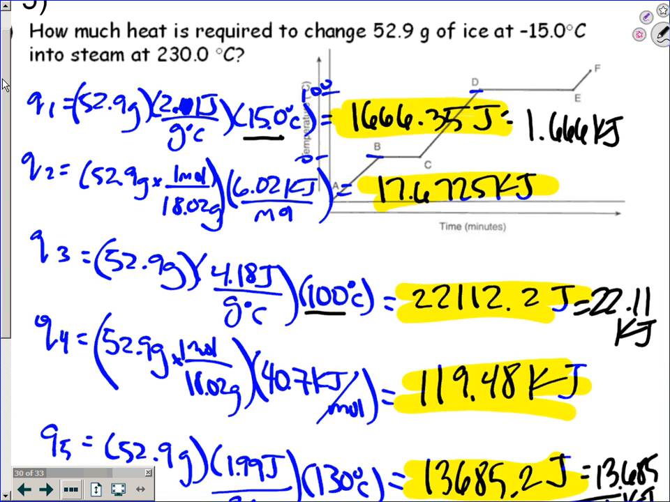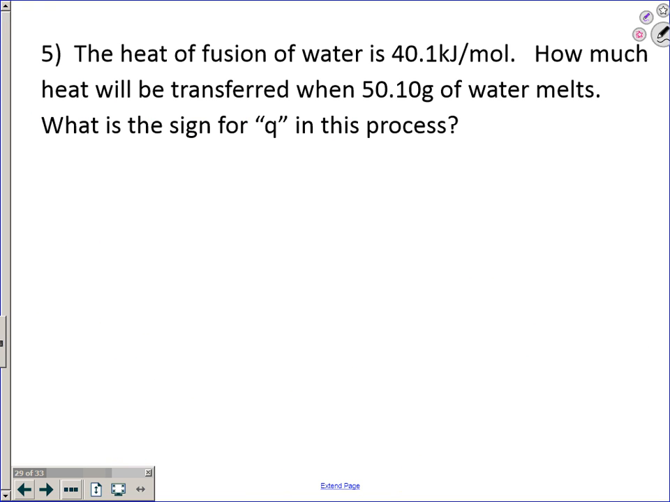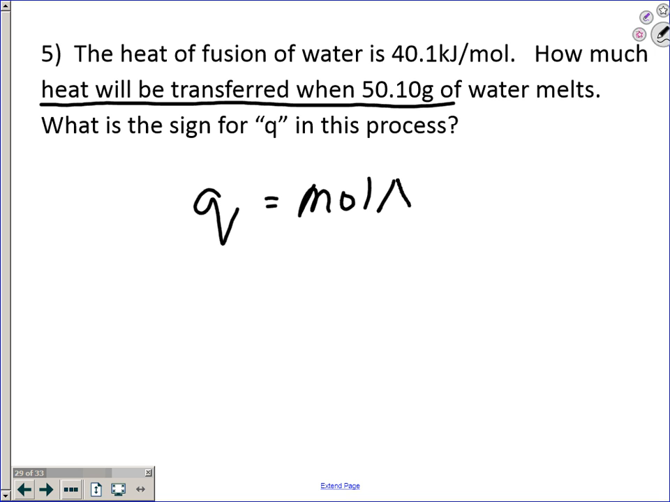Sometimes it'll ask just for the heat required for a phase change. I think it's number 4, this one. How much heat will be transferred when 50.1 grams of water melts? It's just asking for the phase change, right? Is there a temperature change? So do I use Q equals mCΔT? No, so I'm using Q equal to what? The quantity, moles or mass, times the ΔH of fusion. Therefore we convert to moles and then utilize the ΔH of fusion.